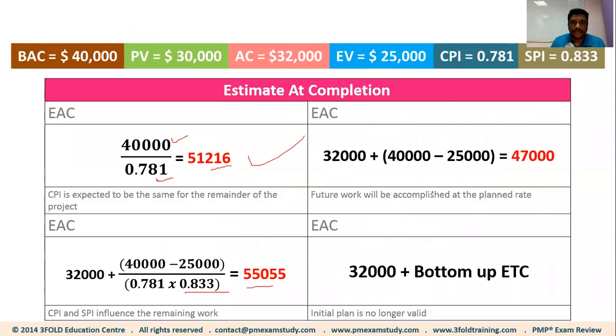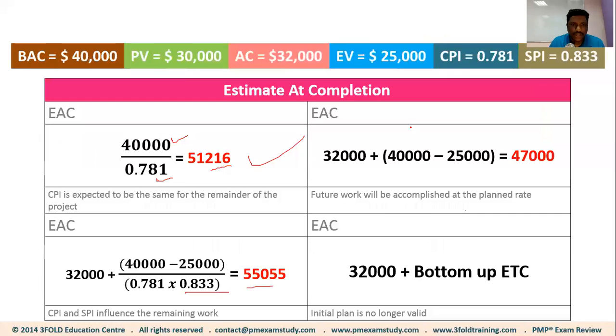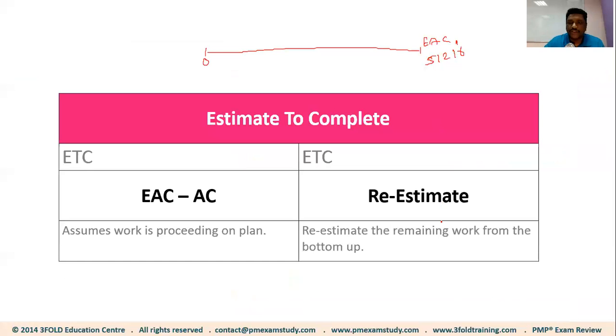All right, fair enough. Let us move on to ETC, which is estimate to complete. Once you have the EAC, finding ETC is pretty straightforward. Now let me draw a line here. This is the 0 and this is your EAC, which in our case is 51,216. I'm using the first assumption. Let me go back and check. Yes, 51,216.